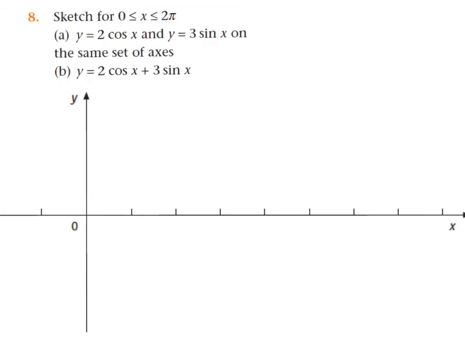Next graph. Oh, this is a combination graph. We've got to draw two separate graphs, and then we have to use those two separate graphs to then draw a graph which is the addition of these two graphs. So let's look at y equals 2 cos x. Amplitude, you can see, is 2, and the period is 2 pi. So let's draw that one in red.